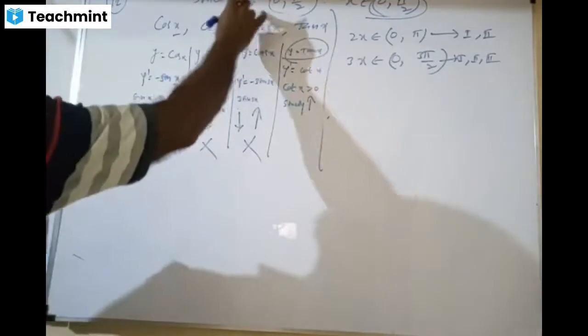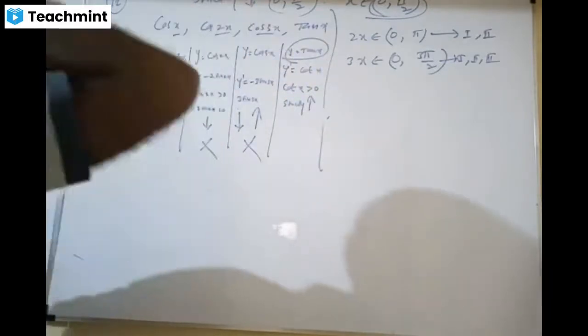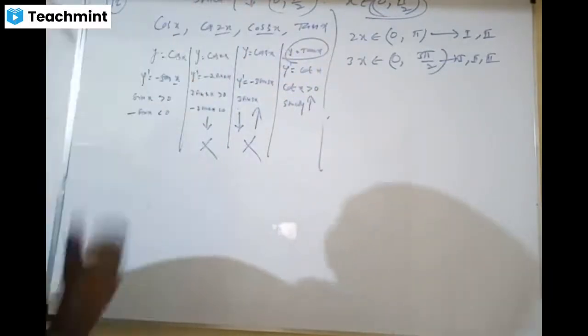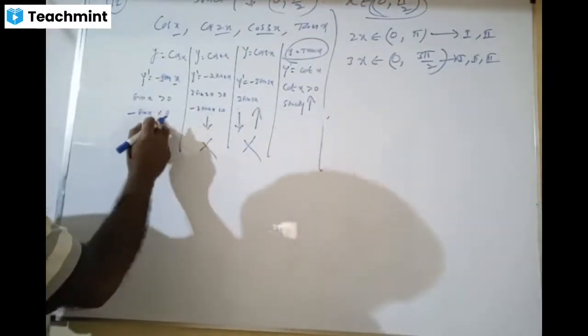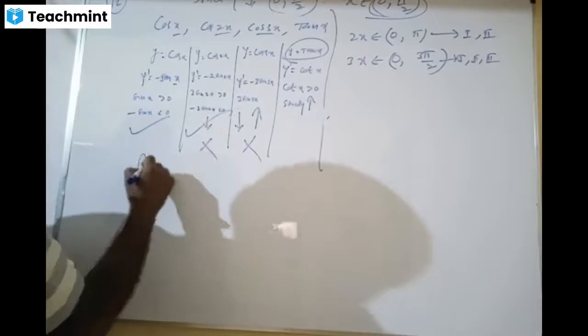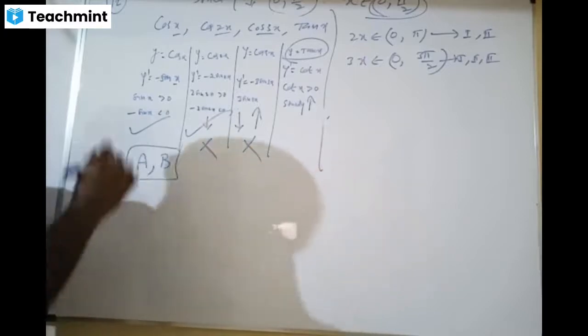Yeah, strictly decreasing, they asked, right? Yeah, strictly decreasing. I'm sorry. Strictly decreasing part, yes. So sin x is positive, minus sin x is negative. So these are the two things. A and B are the correct answers.